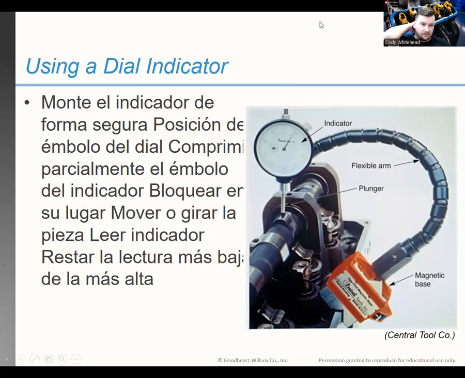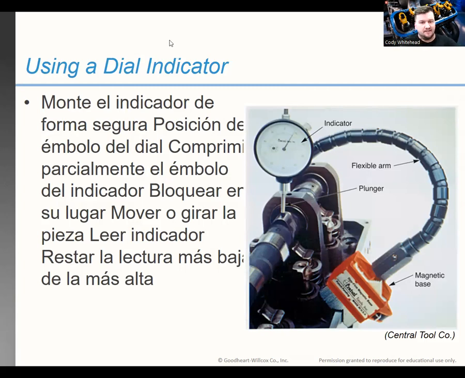But anyway, words aren't too important because I'll just tell you what they say anyway. You'll mount the indicator securely, position the dial plunger, partially compress the dial plunger, lock it in place, move or rotate the part, read the indicator, and subtract the lowest reading from the highest.